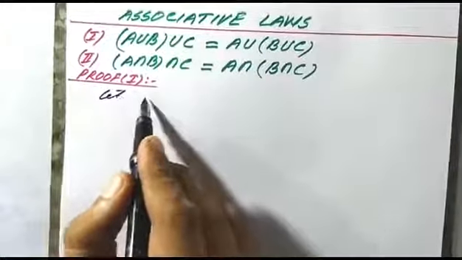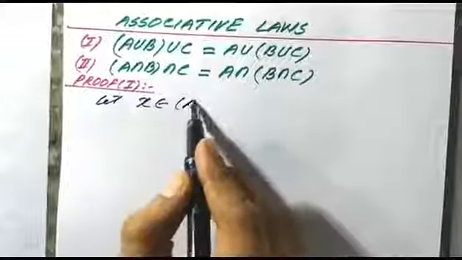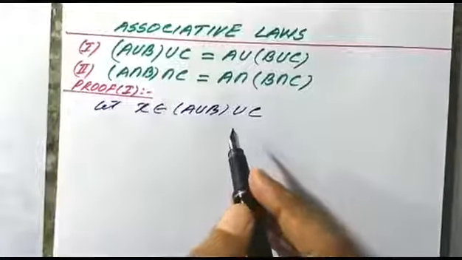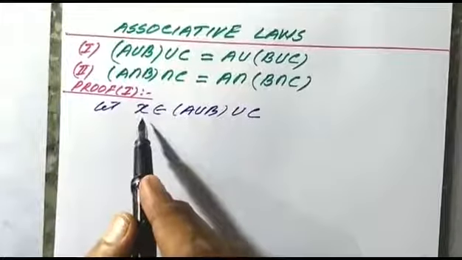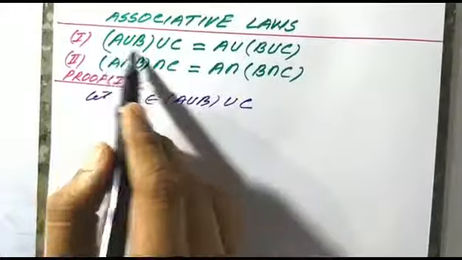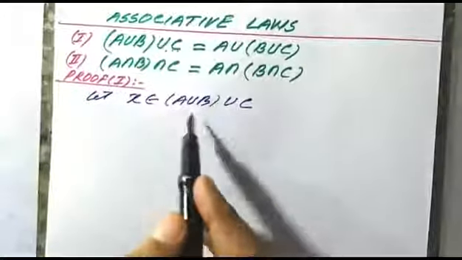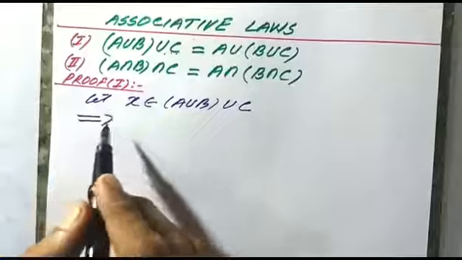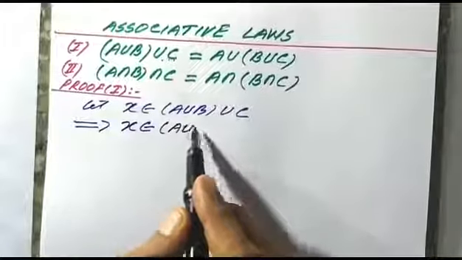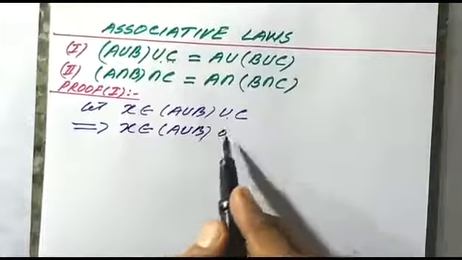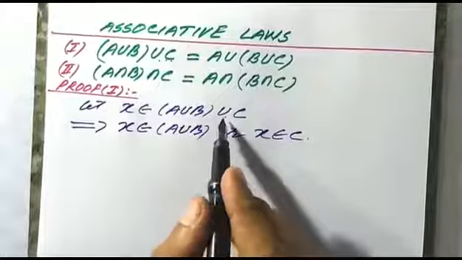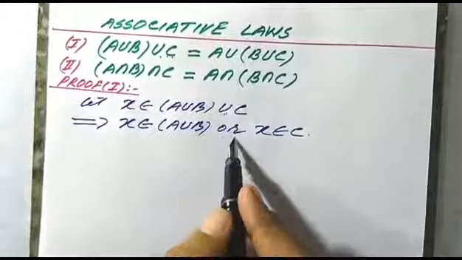So let X belong to (A union B) union C. Now we have taken an arbitrary element X belonging to the left hand side, (A union B) union C. It implies that by definition we may write it as X belongs to A union B or X belongs to C. We have used OR for this union operation.